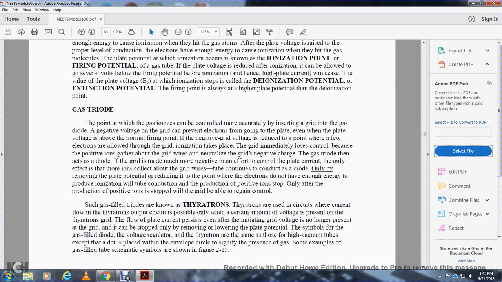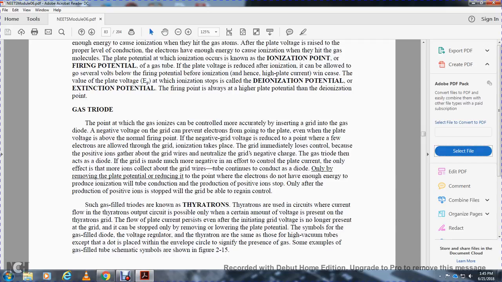In a gas triode, the point at which the gas ionizes can be controlled more accurately with the grid. In the gas triode, a negative voltage on the grid can prevent electrons from going through to the plate, even when the plate voltage is above the normal firing point. With the negative grid voltage reduced to the point where a few electrons are allowed through, ionization takes place and the grid immediately loses control, because the positive ions gather around the grid wire.